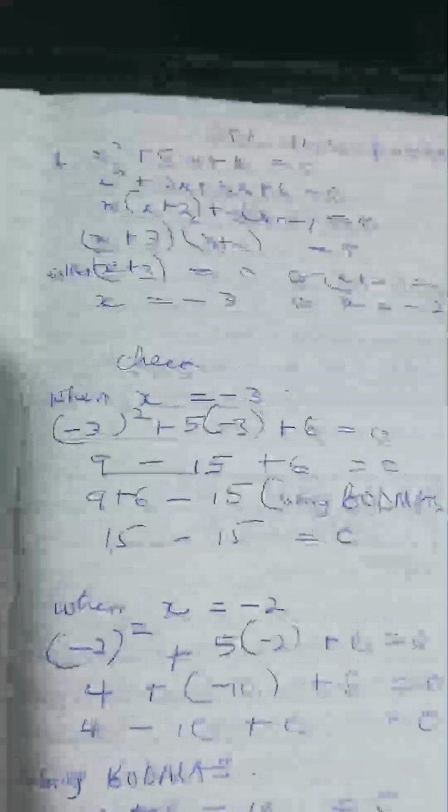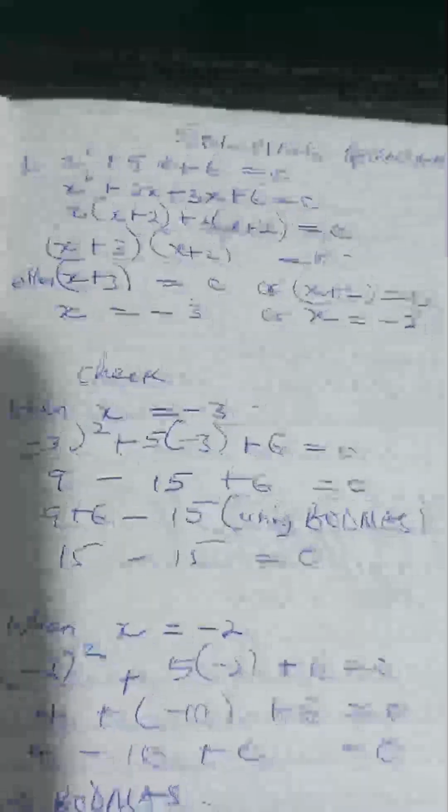What do you do? You substitute minus 3 in the first case into the equation. The equation is, remember, s squared plus 5s plus 6 equals 0. So minus 3 squared plus 5 into minus 3 plus 6 equals 0. Minus 3 squared is 9, plus 5 times minus 3 is minus 15, plus 6. Using BODMAS, you put the additions together first. 9 plus 6 minus 15. 9 plus 6 is 15. 15 minus 15 equals 0.